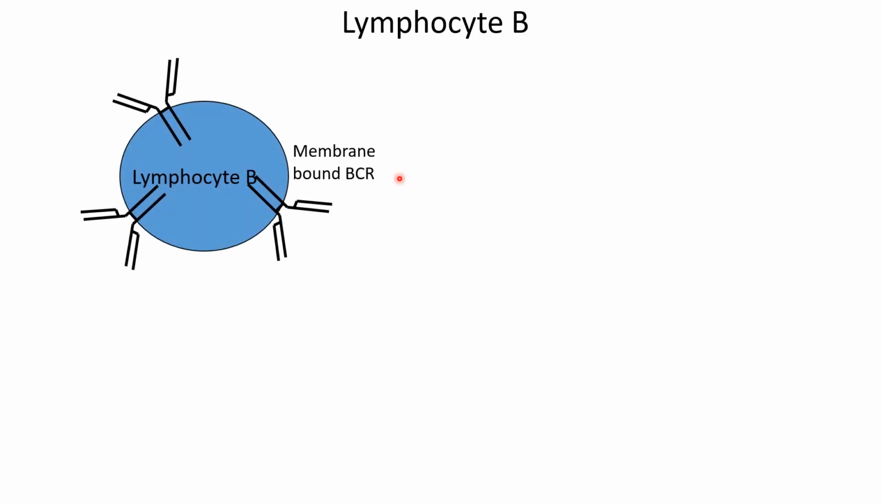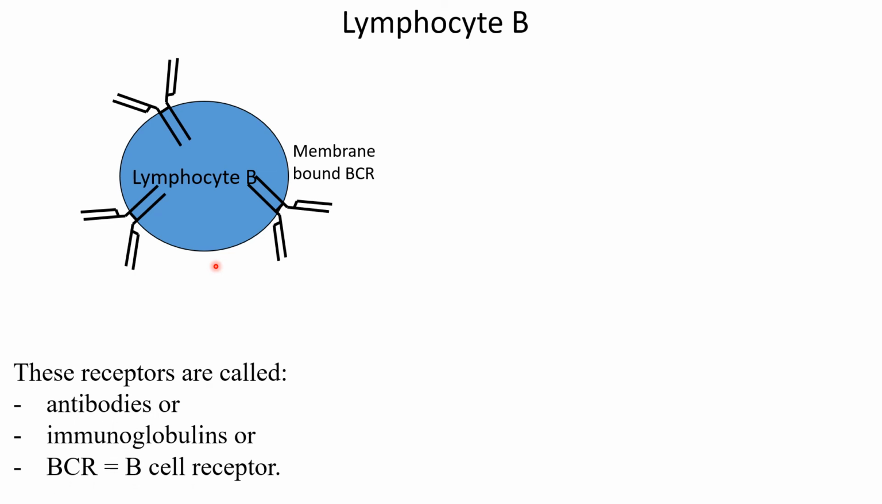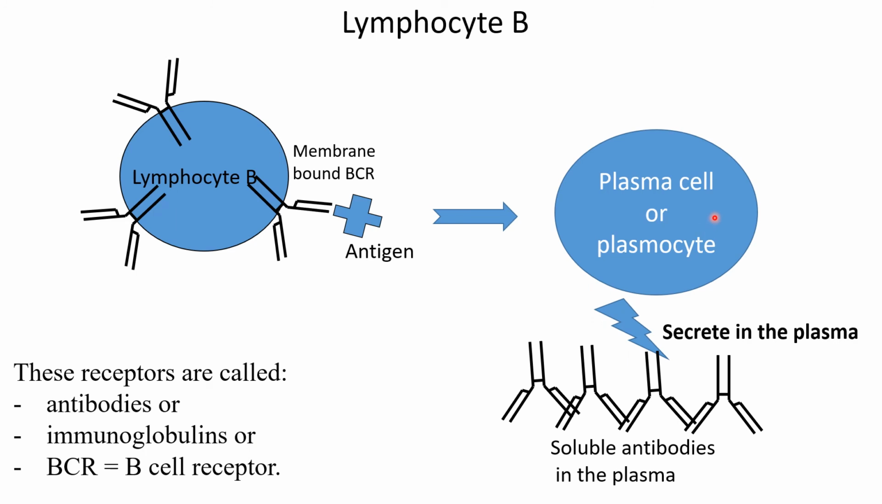First, let's talk about lymphocyte B. The lymphocyte B carries on its surface membrane-bound receptors called BCR or B cell receptors. Membrane-bound means that they are bound to the cell membrane. These receptors are called also antibodies or immunoglobulins. After contact with the antigen, these lymphocyte B transform into plasma cells or plasmocyte.